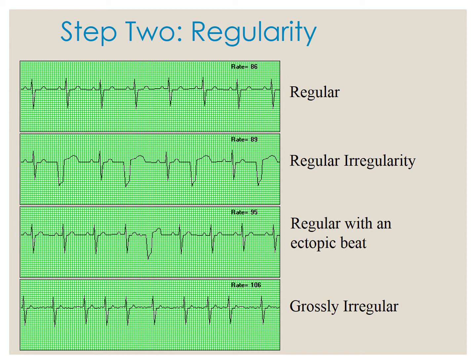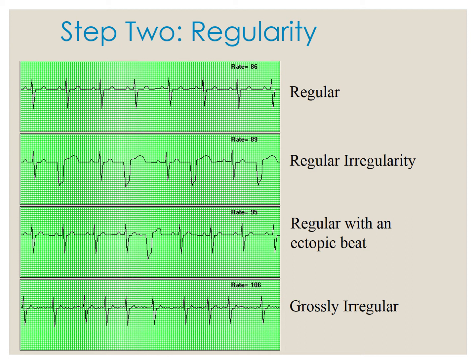Okay, step 2, regular. Is this rhythm regular or irregular? If you look at the top one, again, you're going to have calipers to march this out so you can see if they are the same distance apart. But if you look at each R wave, which is at the very top here, you've got 1, 2, 3, 4, 5, 6, 7, 8.